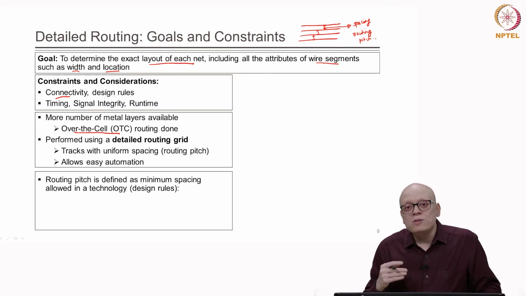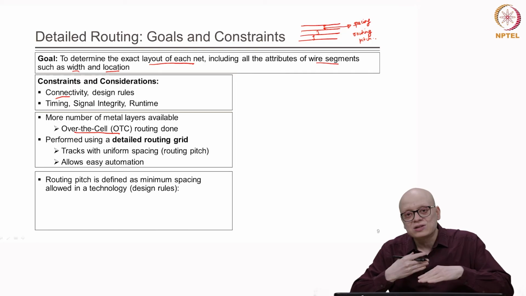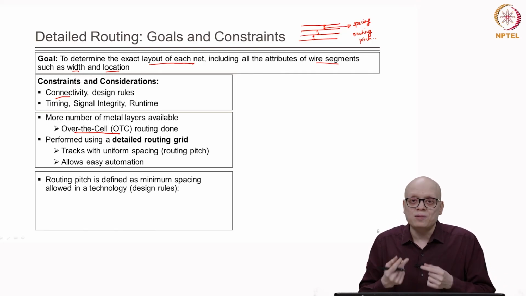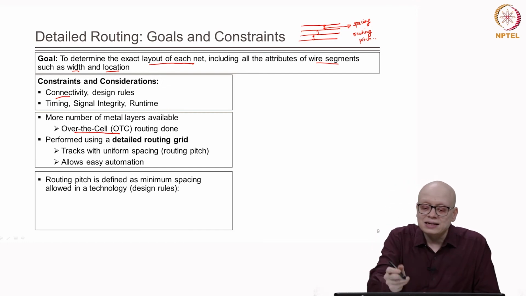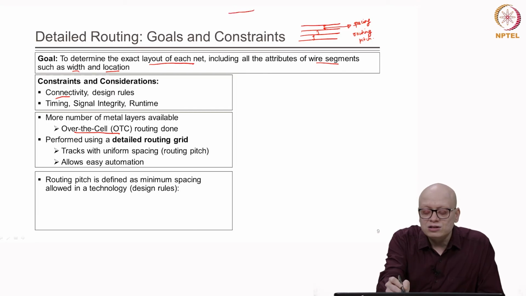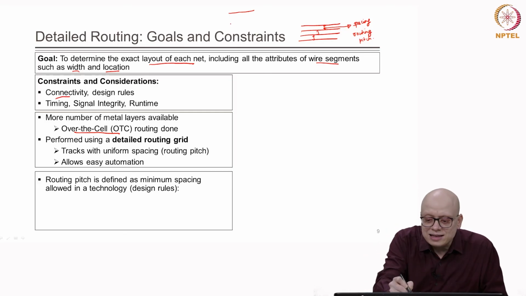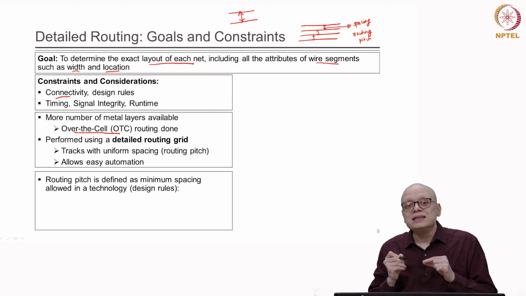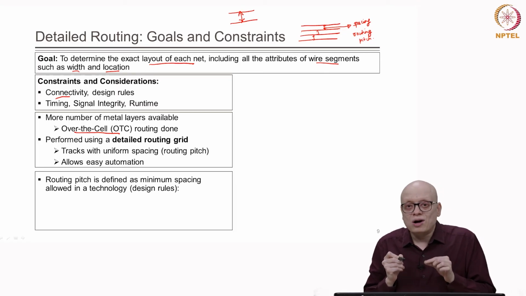So, ideally, if you want to pack the wires as close as possible or as tight as possible, then where do the constraints come from? The constraints come from the foundry. The foundry says that if you have this much width of the metal wire, the metal segment, then the next segment must have at least this much spacing, the minimum spacing. That kind of information will come from the foundry, and the router needs to honor it.